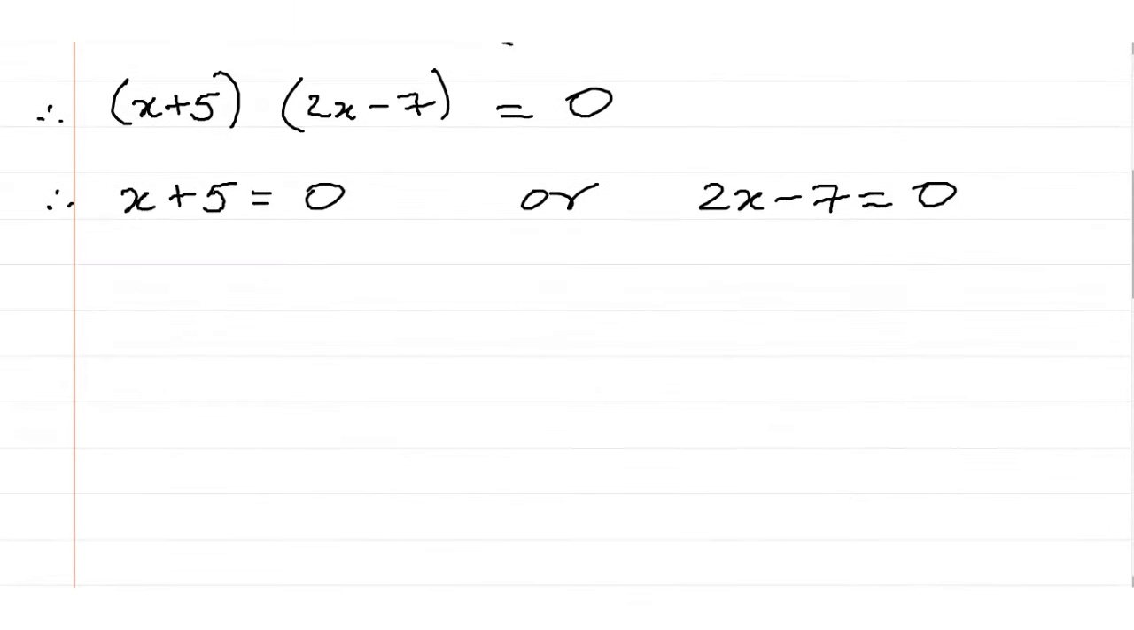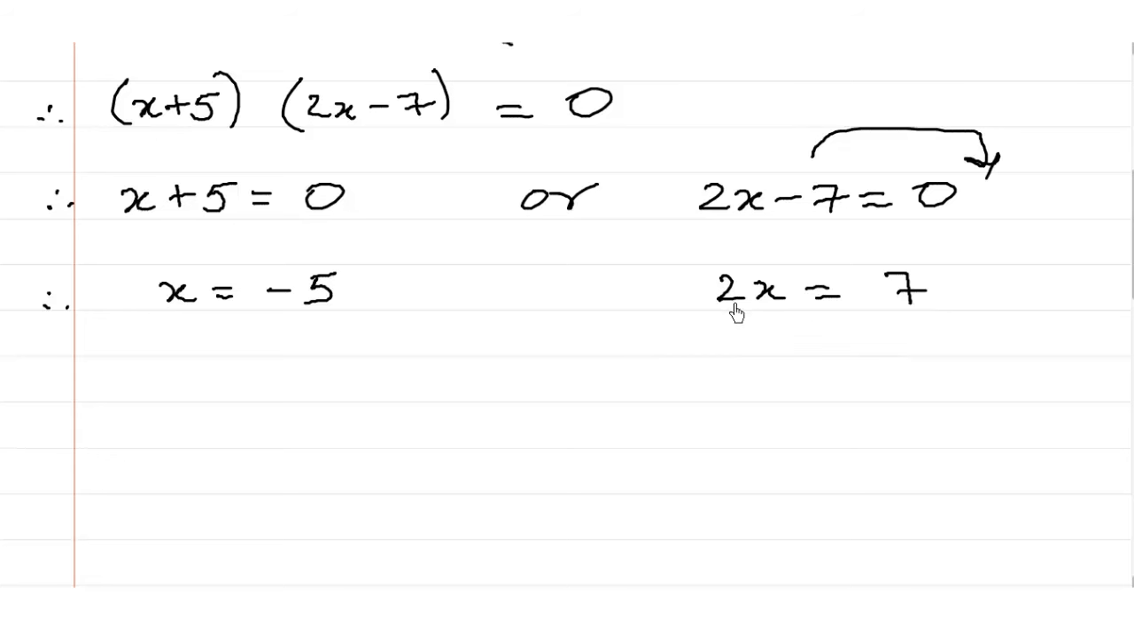So if x plus 5 is equal to 0, we can state that x is equal to minus 5. Or if 2x minus 7 is equal to 0, we can say that 2x is equal to minus 7 comes on this side, 0 plus 7 is 7. And 2 and x are multiplying with each other, so 2 will divide over there. So there are two answers. The first answer is minus 5, while the other answer is 7 over 2. Now let's go to the next sum.